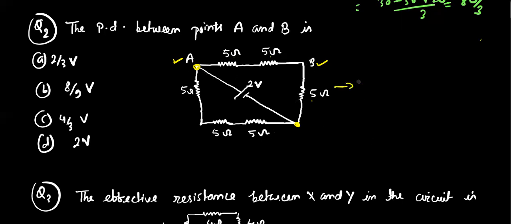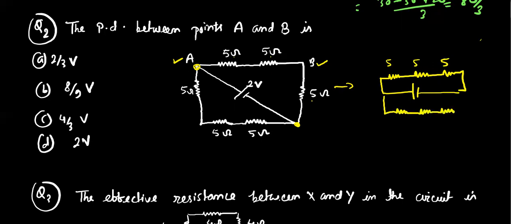So we can simplify it as this is our battery and here are 3 resistances having values 5, 5 and 5. Another 3 are here and their values are also 5, 5, 5, and this is point A and this is point B, so its value is 2 volt.